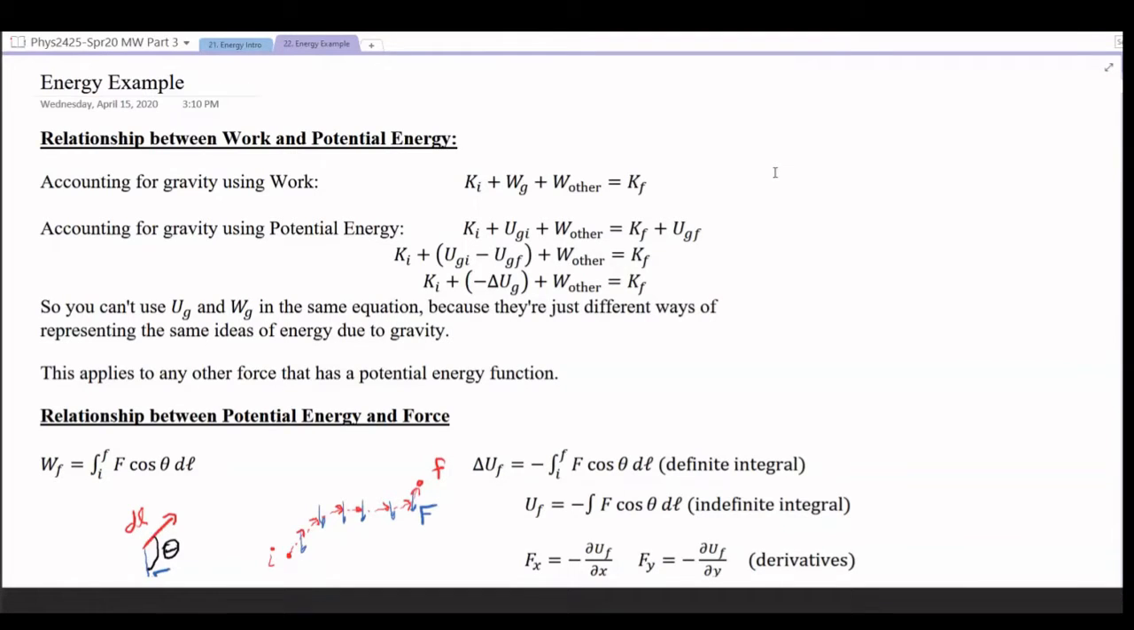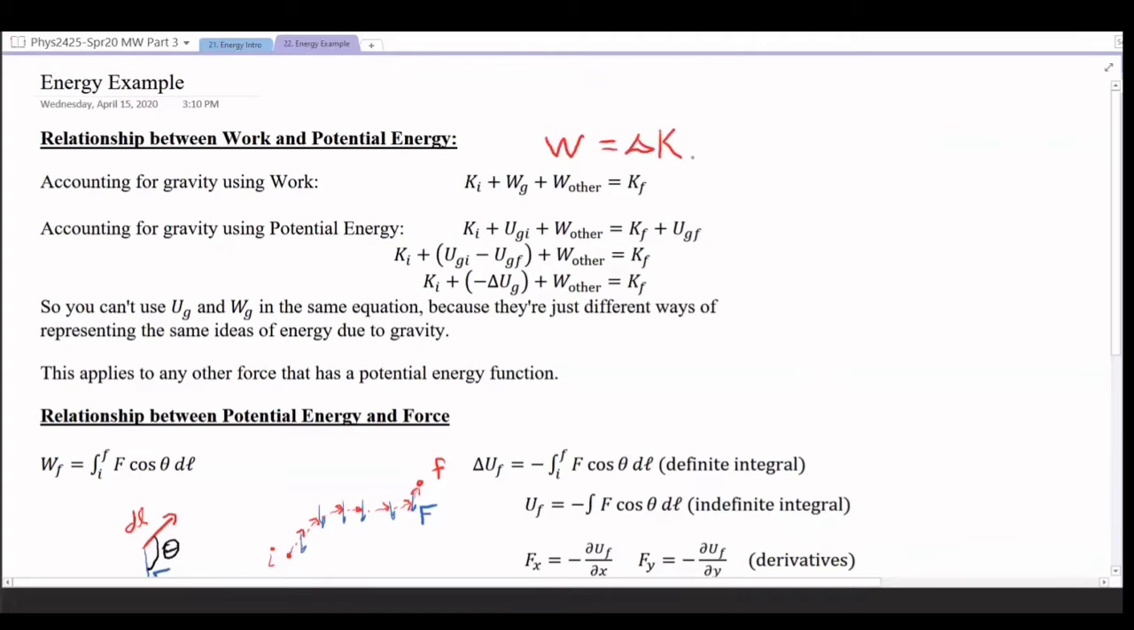So the first thing I wanted to mention is something that always comes up, and that is the relationship between work and potential energy. To me, these two ideas are different ways of representing the same thing. They're different ways of accounting for how a particular force affects the energy of an object. So the one way we have is work. And what we do with work is work changes kinetic energy. This equation is often written as work is equal to delta K.